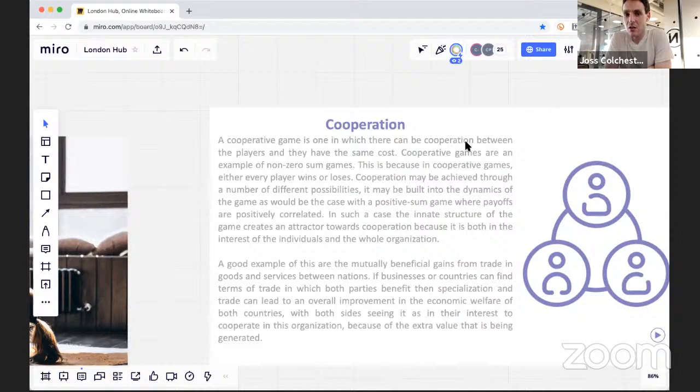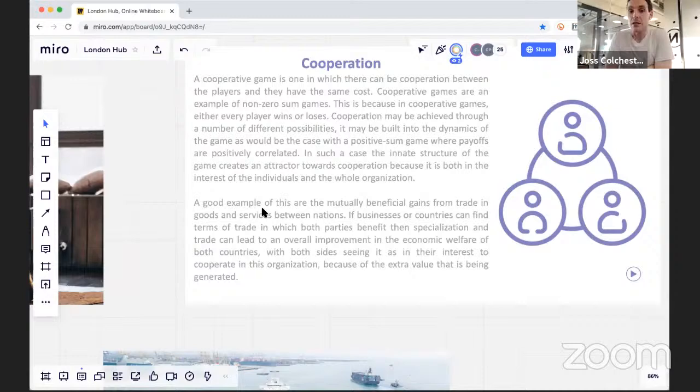Cooperation may be achieved through a number of different possibilities. It may be built into the dynamics of the game, as would be the case with positive sum games, where payoffs are positively correlated. So everybody's going to win together or everyone's going to lose together. In such a case, the innate structure of the game incentivizes, again creates an attractor towards cooperation, because it's in the interest of both the individuals and the whole organization. So a good example is trade. Two countries trading, good example there. So the mutually beneficial gains from trade in goods and services between nations.